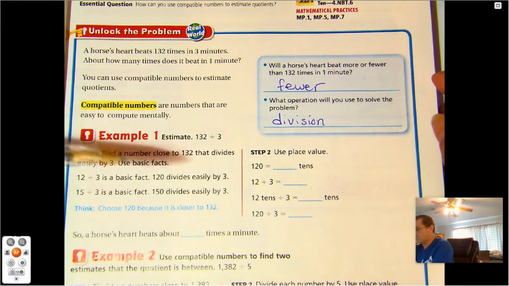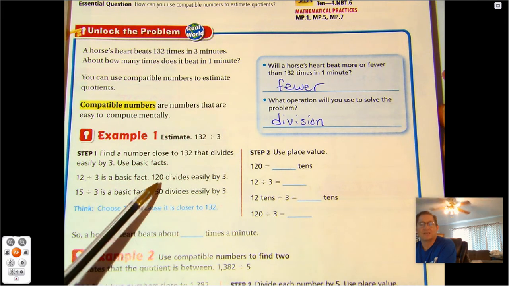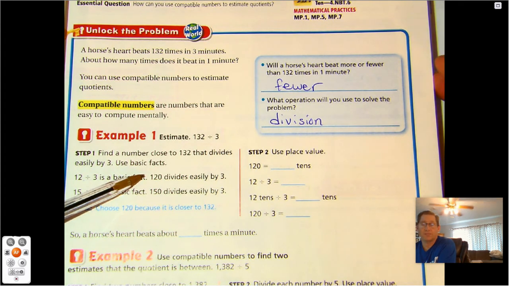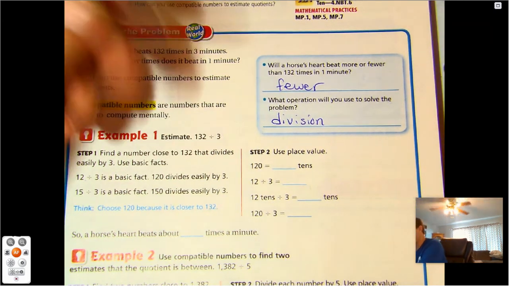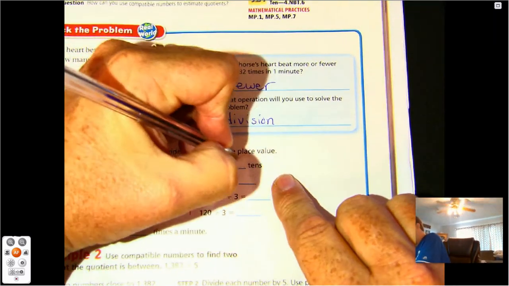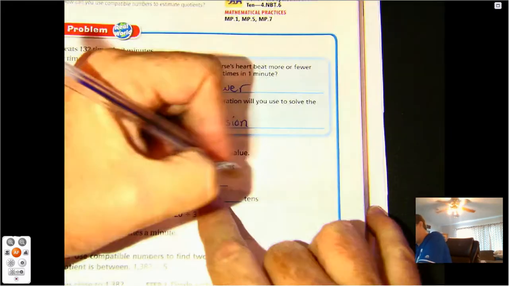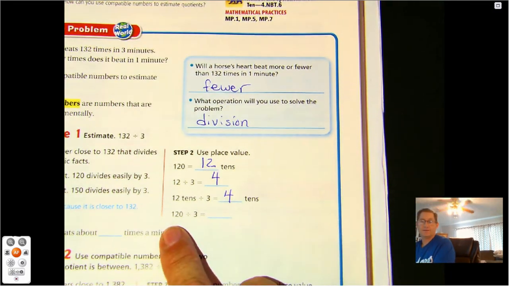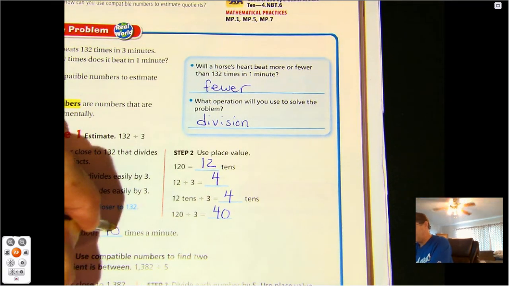So then we're going to use place value. But first, which one is closest to 132? Well, 120 is about 12 away from 132, and 150 is 18 away. So 120 is closer, so let's use 120. We know from our previous work that we can rewrite that as 12 tens. So 12 tens divided by 3, our basic math fact, 12 divided by 3 is 4. So 12 tens divided by 3 is 4 tens, and 120 divided by 3 then is 40. So a horse's heart beats about 40 times a minute.